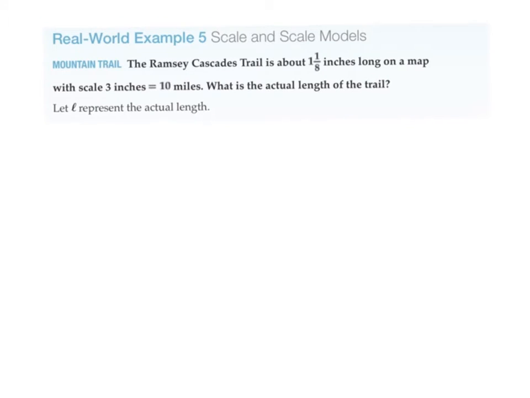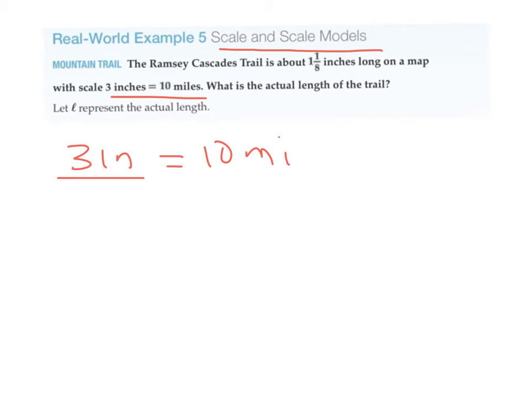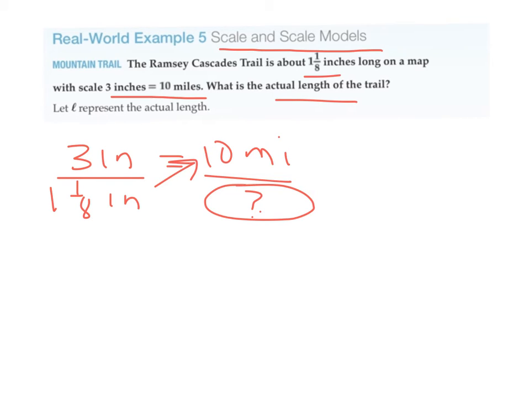Now oftentimes we can use what are called scales. If we know what the scale is, like what one thing equals to the next, we can create a proportion. Our first ratio is what's given to us: 3 inches equals 10 miles. Now I'm given 1 1/8 inches. The inches part has to be together, so I'm going to put the 1 1/8 inches. We want to know how many miles. This is the N, or the question mark, because we want to know the actual length. So we want to know miles. Now we can cross multiply.